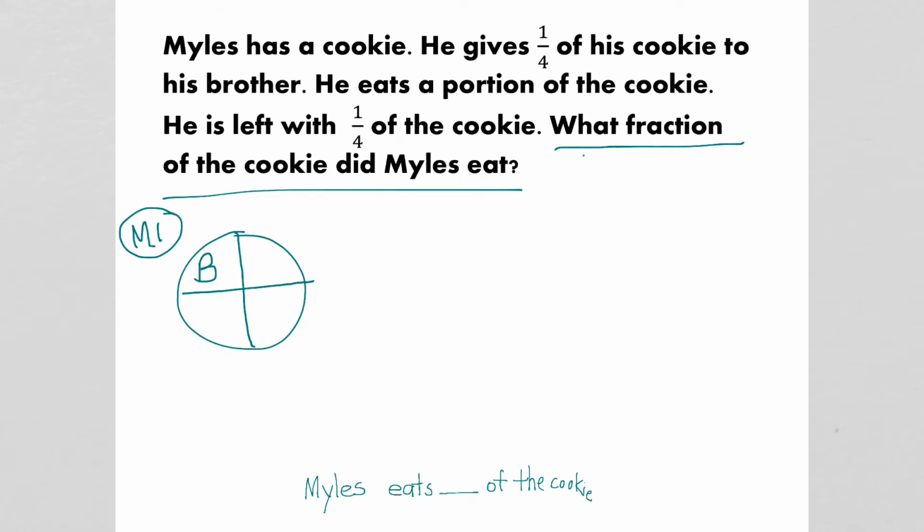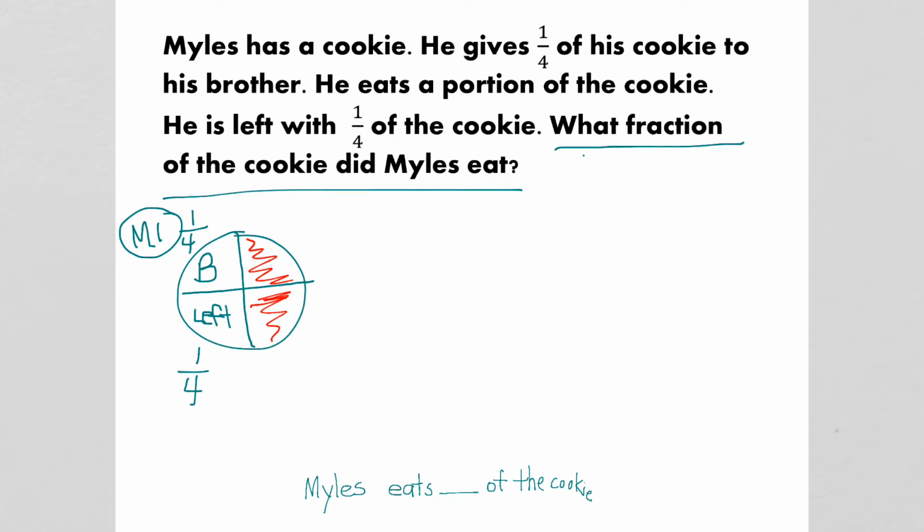He eats a portion of the cookie. We don't know how much he ate, so we're going to skip that because that's not one of the things we know. He is left with 1/4 of the cookie. That's something we know, so we're going to write the word left. So we know the brother has 1/4 of the cookie. We know 1/4 of the cookie is left. So we can assume that this part here and this part here is what Miles ate.